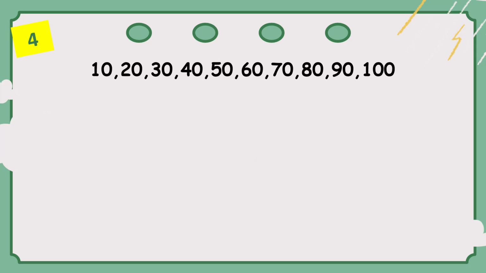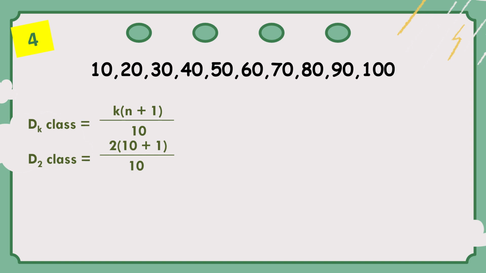How about number 4? The given data set is 10, 20, 30, 40, 50, 60, 70, 80, 90, and 100. The formula for the decile k class is equal to k times n plus 1 over 10. The only difference from the quartiles is that quartiles are divided by 4, while deciles are divided by 10. Let us replace the values and first identify decile 2. Decile 2 class: k is 2, the number is 10 plus 1 over 10. 10 plus 1 is 11, times 2 is 22, divided by 10, that is 2.20.